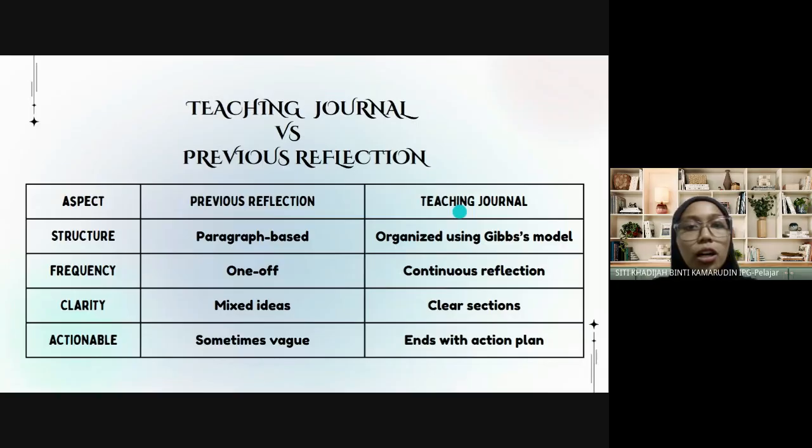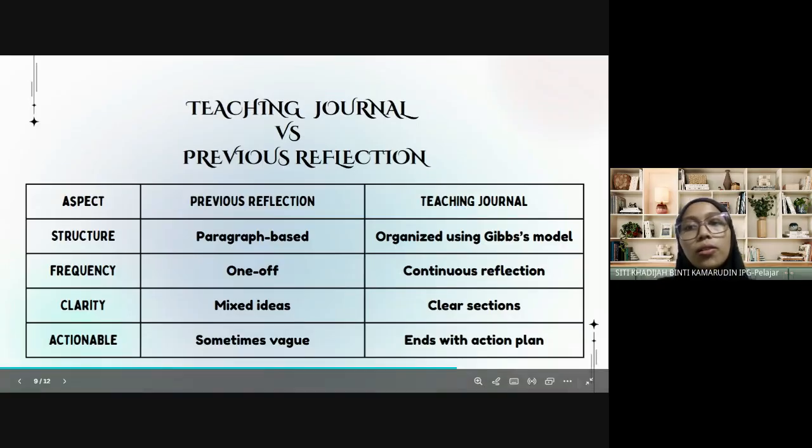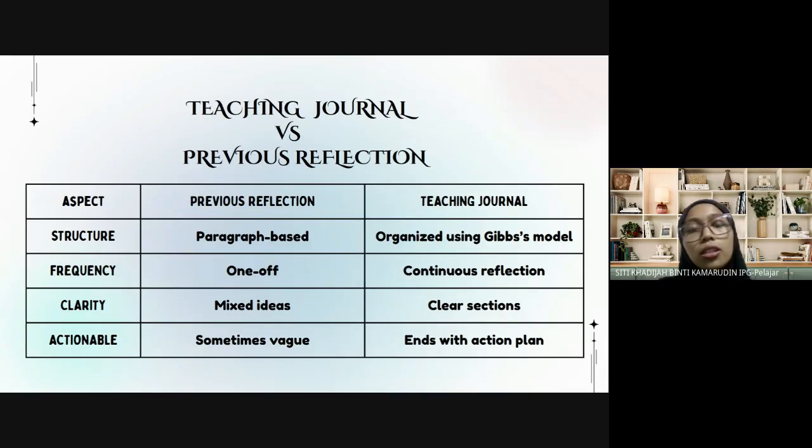Okay, moving on to teaching journal versus previous reflection. It has 4 aspects, which are structure, frequency, clarity, and actionability. So for the previous reflection, the structure is paragraph based. For the teaching journal, it's organized using Gibbs model. I'll show you the rewritten reflection using the teaching journal after this. And then for the frequency, the previous reflection is just one off.